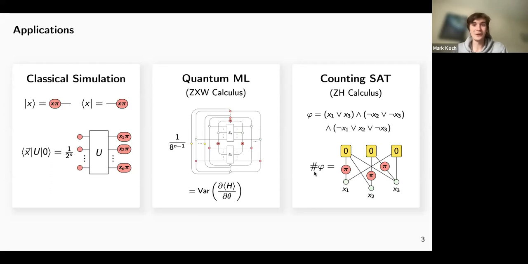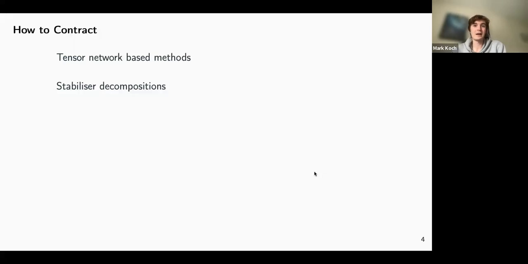But now that I've convinced you, hopefully, that being able to contract diagrams is a useful thing to do, we can have a closer look at how you would actually do it. I'd argue there are two main avenues you could go down here. Either you can use some sort of tensor network-based method. For example, try to find some contraction path in the tensor network represented by a diagram and then contract it using tensor contraction, or some kind of state vector-based simulation approach. Or you can go with the stabilizer decomposition simulation strategy. And this is what we're doing in this work.